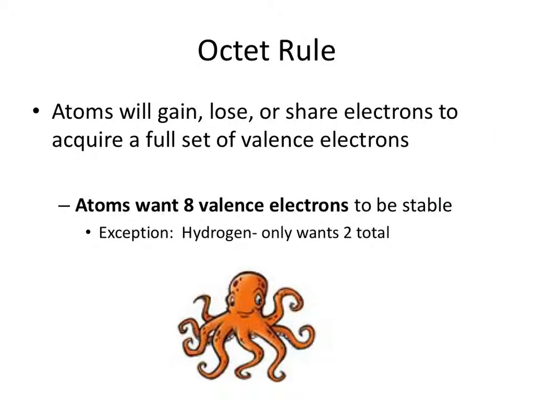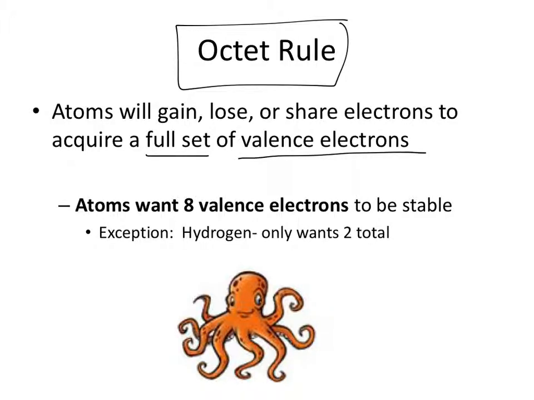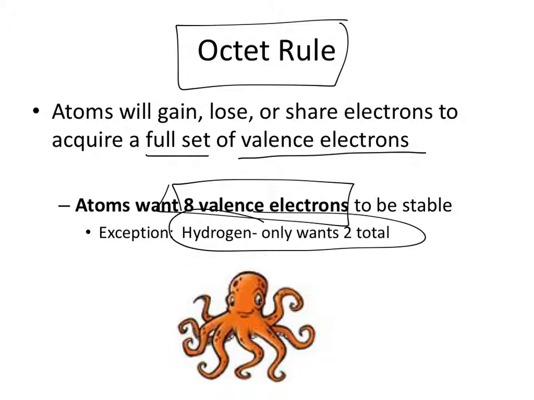A lot of this has to do, with both covalent and ionic, with the octet rule. Atoms are constantly trying to be more stable, and to be more stable, they're willing to gain, lose, or share electrons in order to get that full set of valence electrons. The only exception is hydrogen and helium, which are happy with 2 electrons. Otherwise, everyone else is looking for 8 for the most part.